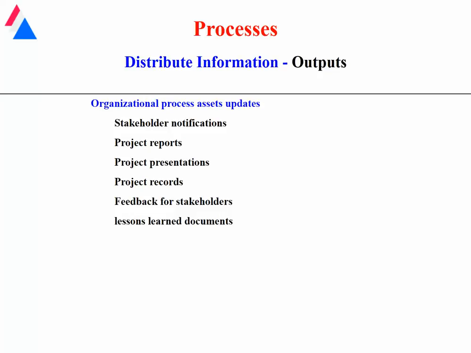Outputs from the distribution of information include updating the organizational assets, stakeholder notifications, project reports, project presentations, project records, feedback from stakeholders, and lessons learned documents.